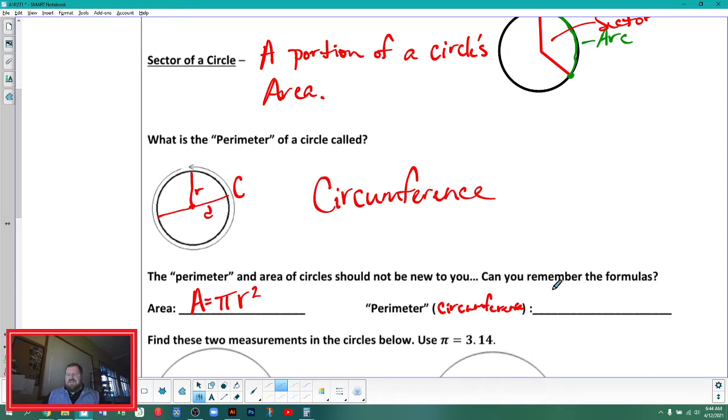It is pi r squared. For circumference, we typically come up with two of them. One of them is how pi is defined: pi times the diameter. Or if you don't know the diameter and you know the radius, well, it's always true in a circle that 2 times the radius is equal to the diameter. So we could always say 2 pi r.